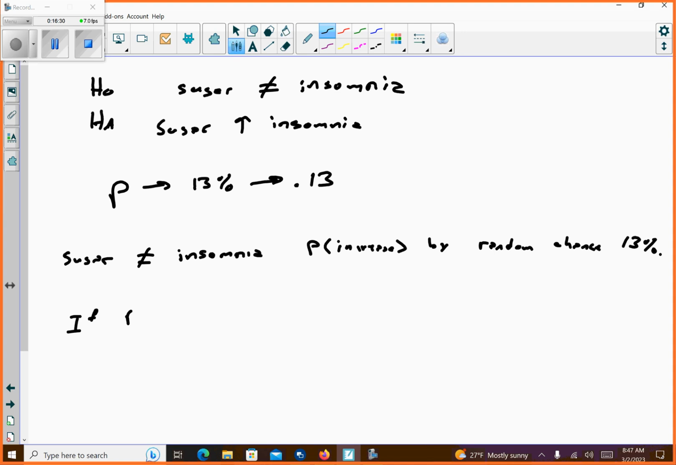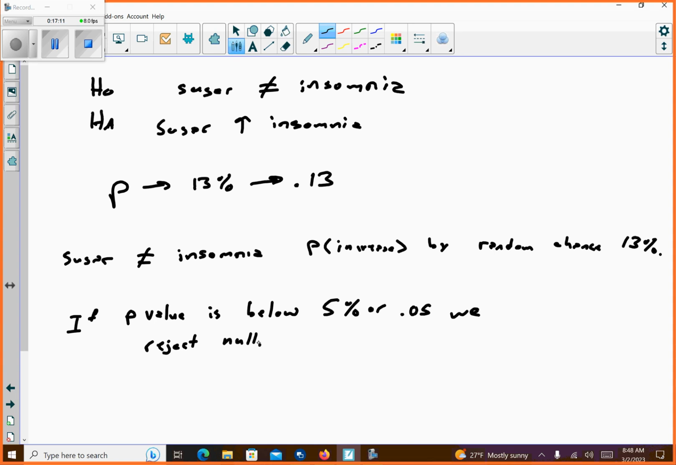If p-value is below 5% or 0.05, we reject the null hypothesis. Okay? That's pretty low. You have less than a 5% chance. If that takes place, there is enough evidence at the 5% that we can say we can reject the null.